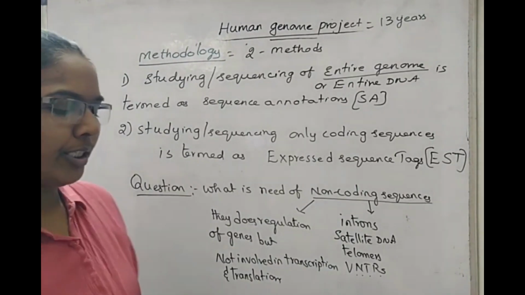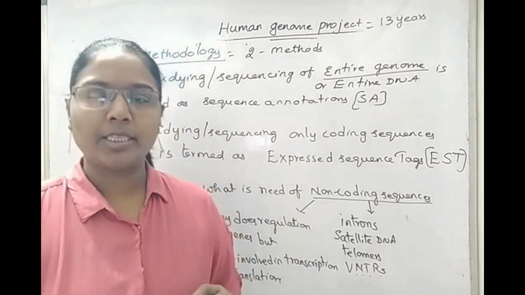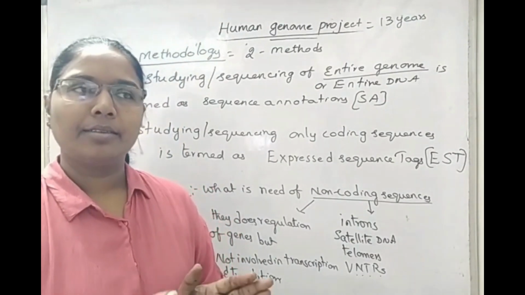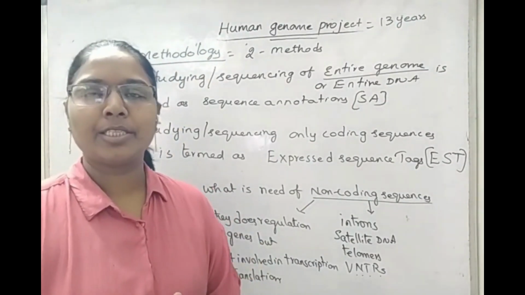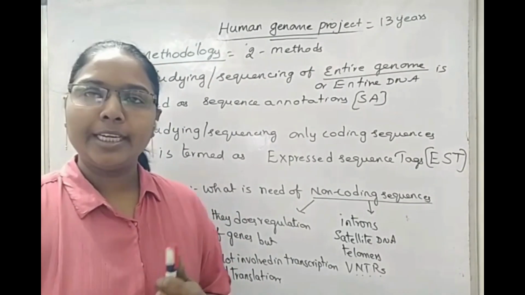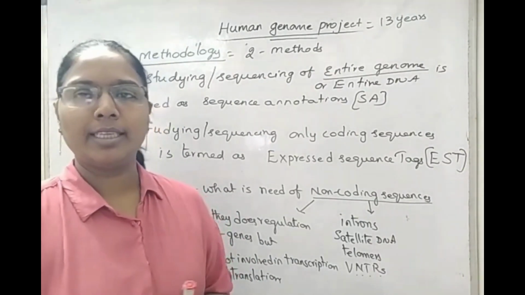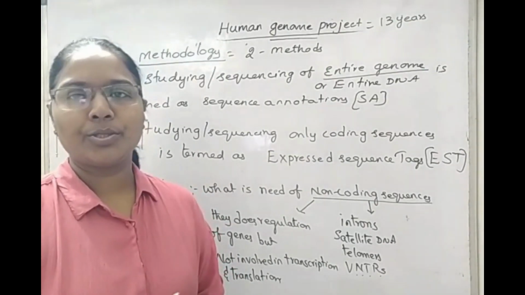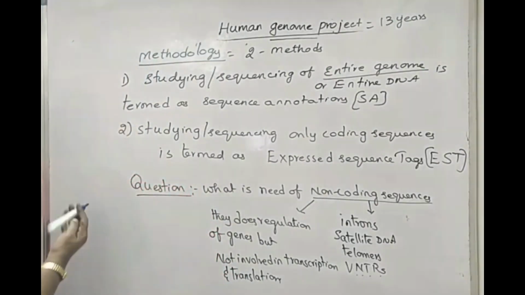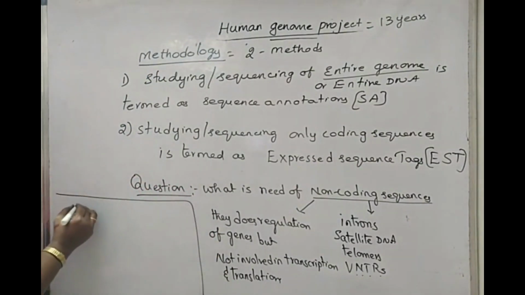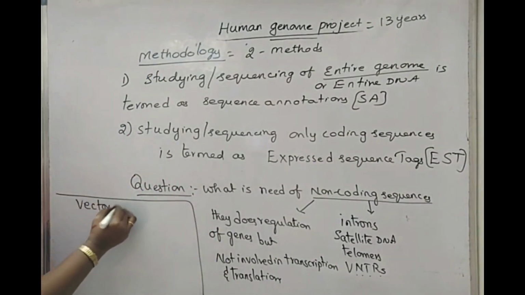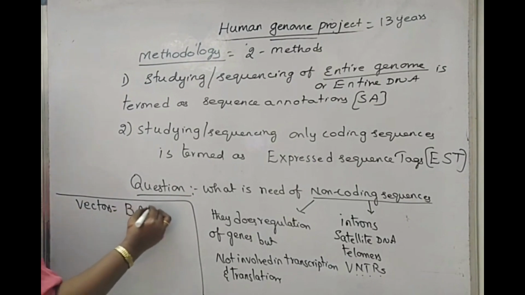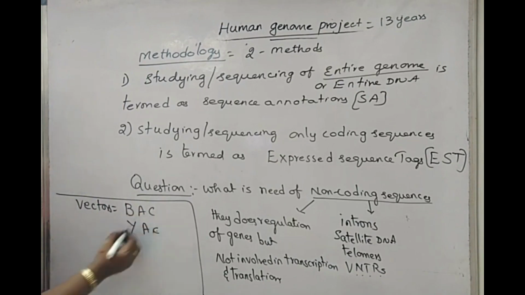For this Human Genome Project, first of all, if a gene sequence or DNA has to be studied, it has to be first cut in the presence of endonucleases. We need a host for entering of the DNA, and also for transportation. For this project, a vector is also needed. Mostly two types of vectors are involved in this project: bacterial artificial chromosome and yeast artificial chromosome. This is yeast artificial chromosome.